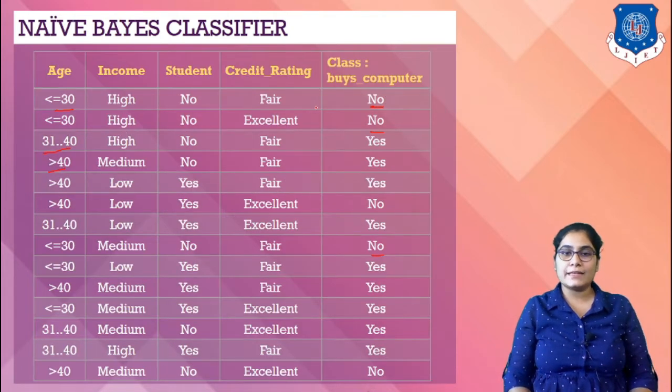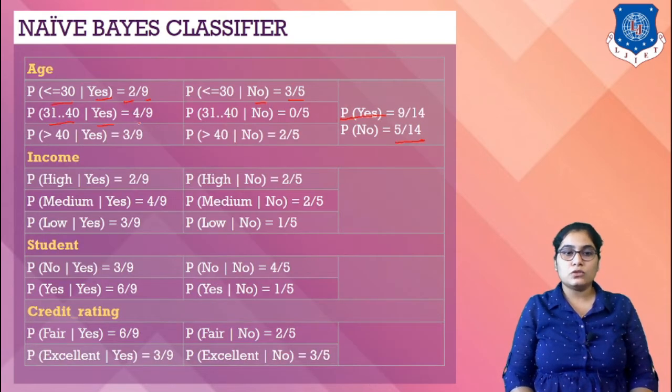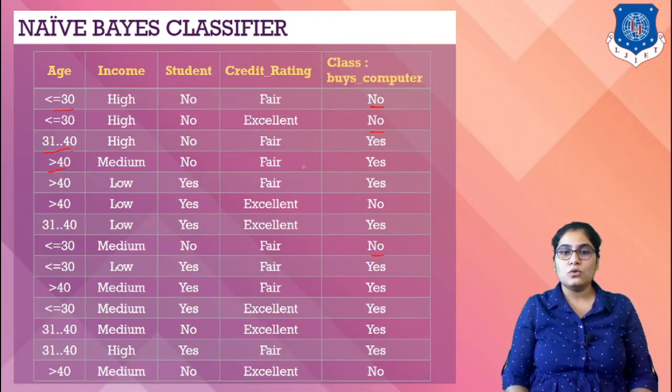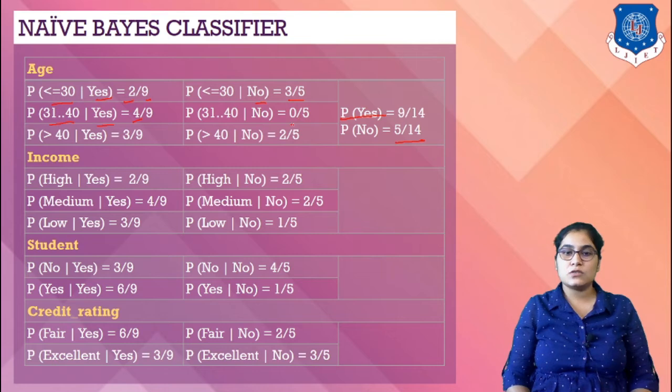So out of 9 records, how many records have age value 31 to 40? There are a total of 4 records that have the age value 31 to 40 and class label yes, out of a total of 9 records, and that is why the probability is 4 by 9. Now again check for 31 to 40 age and class label no. Out of a total of 5 records that have class label no, how many records have age value 31 to 40? As you can notice in this table, there is none of the records that has an age value 31 to 40 and class label no, and that is why the probability is 0 by 5.